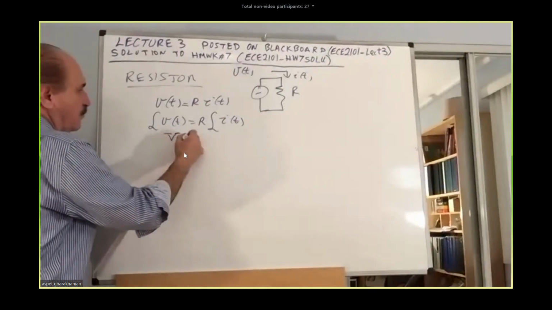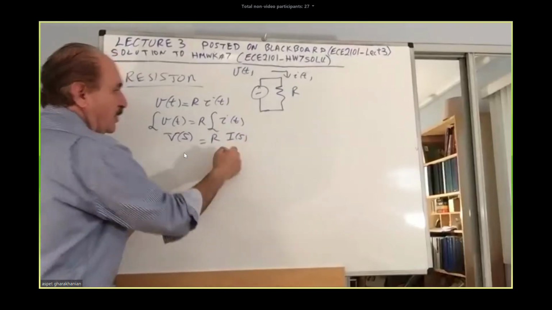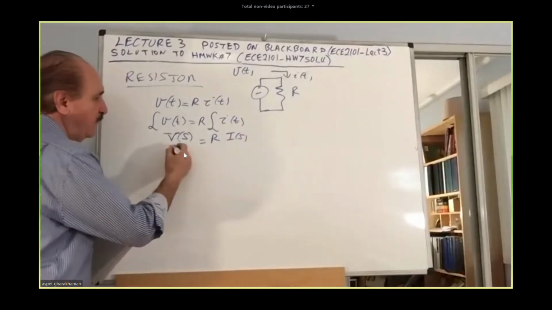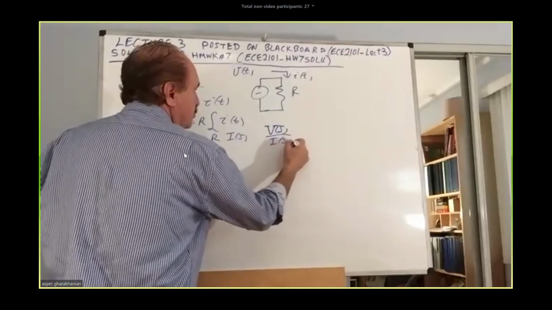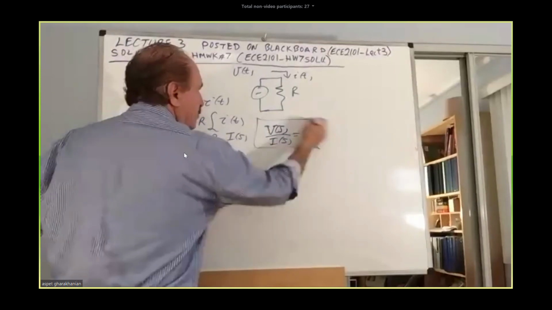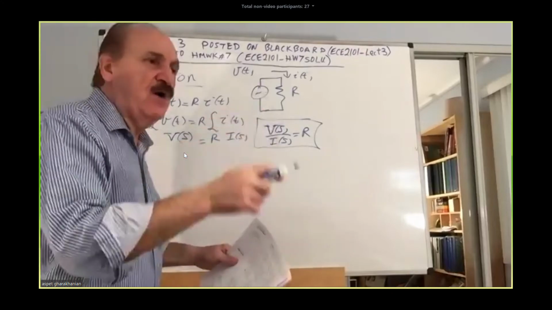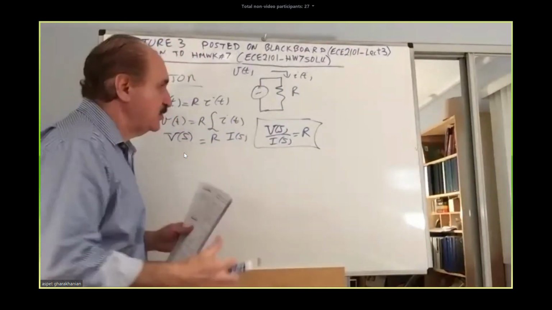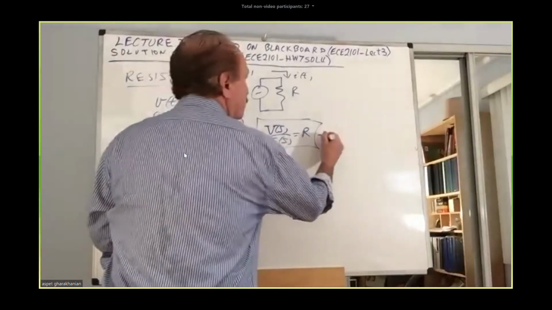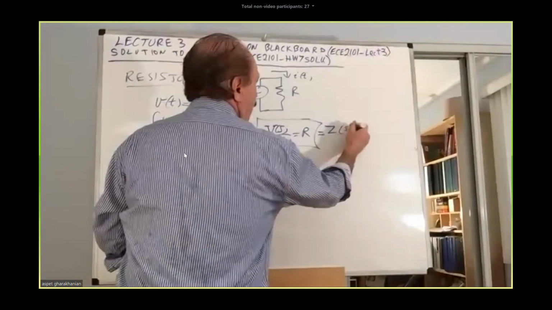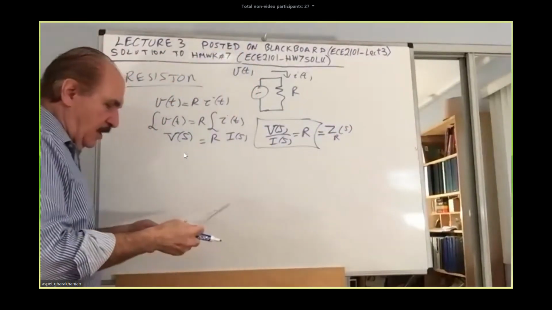Therefore, V(s) is going to be R times I(s), where I(s) is the Laplace transform of the current. Therefore, V(s) over I(s) turns out to be just R. Same old thing. Remember the impedance in the frequency domain? Z of R was just R, no complex notation. So we got it. You can call this Z_R(s), the impedance of R. It's just a number. Next, inductor.